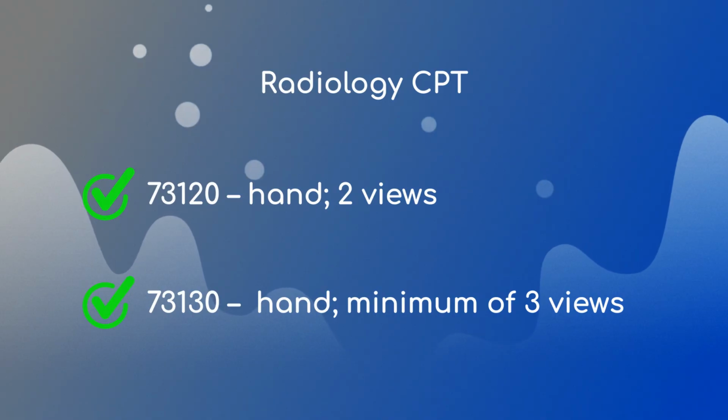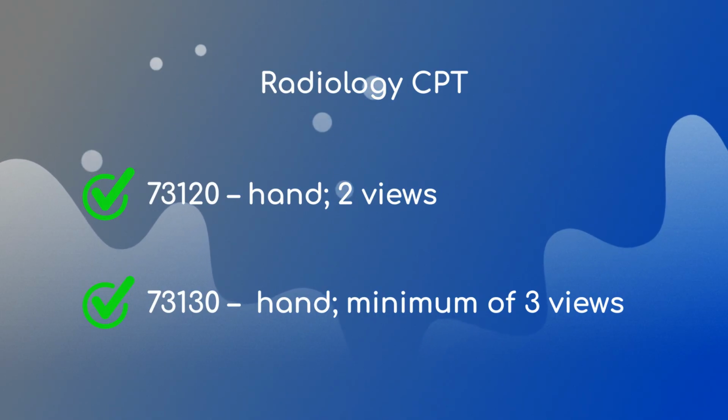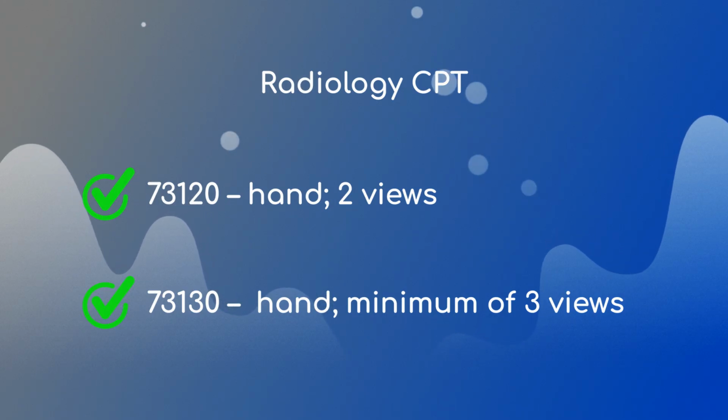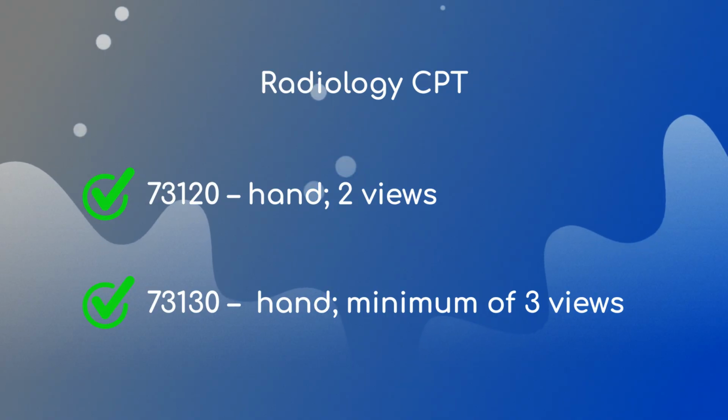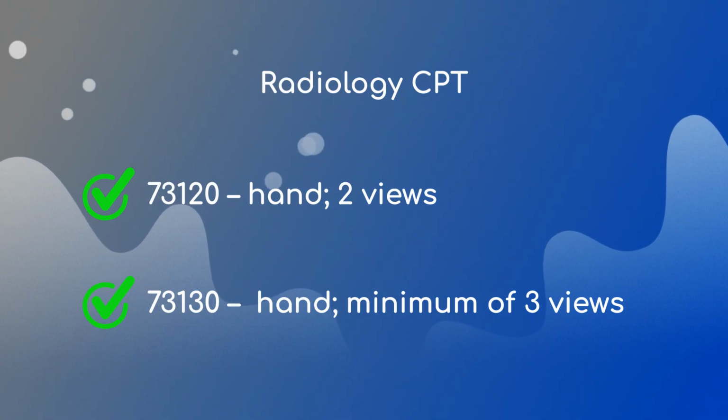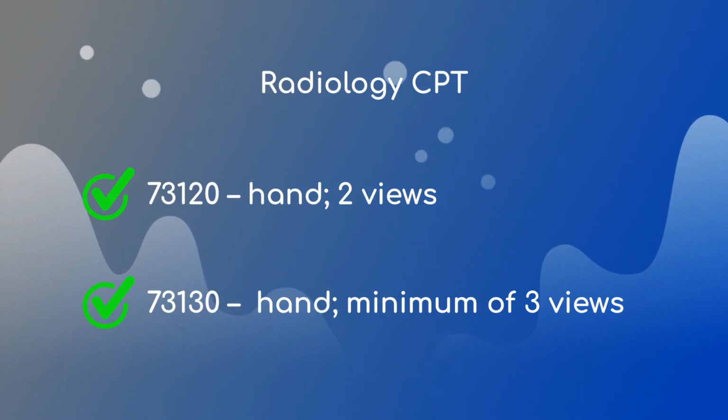73120, radiologic examination hand, 2 views. 73130, radiologic examination hand, minimum of 3 views. These CPT codes are selected based on the documented number of views in the radiology report.